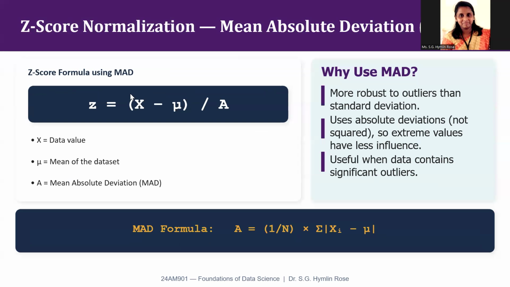And next is Z-score normalization by the mean absolute deviation method, MAD. So the formula is x minus mu divided by, instead of sigma, A. What is that? A represents the absolute mean deviation. How it is calculated is 1 by n into summation of |xi minus mu|. So this technique is more robust to outliers than standard deviation, and it does not use the squared value. It is going to use absolute deviation.